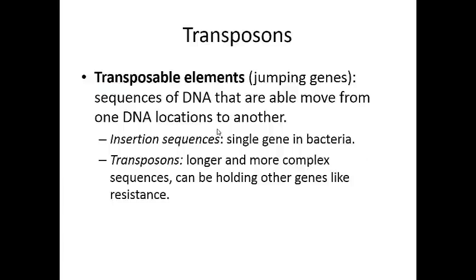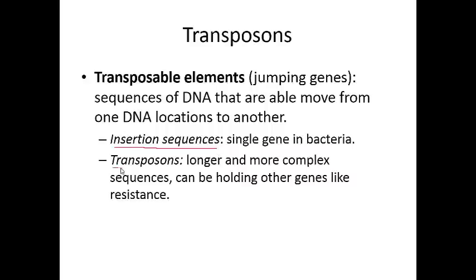Finally, within the genome of both prokaryotic organisms and eukaryotic organisms are transposable elements. Transposable elements are commonly called jumping genes. They're called jumping genes because they have the ability to move from one part of the genome to another part of the genome. They don't actually jump, instead they use a cut and paste mechanism using nucleases and ligases. In bacteria we see insertion sequences. Insertion sequences contain only a single gene that has the ability to move.